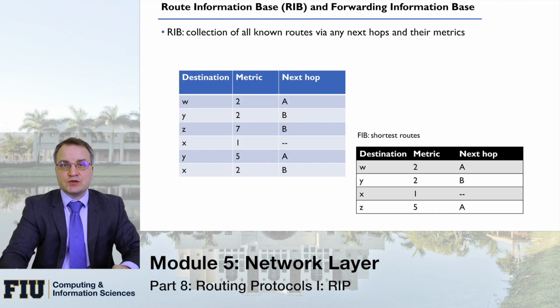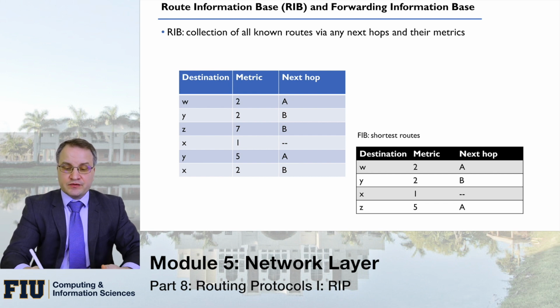Some of the extensions of the RIP protocol actually have the concept of RIB, or routing information base, and the difference is that a routing information base contains all the information you obtain from the neighbors, versus FIB, or routing table, which is just the shortest path.